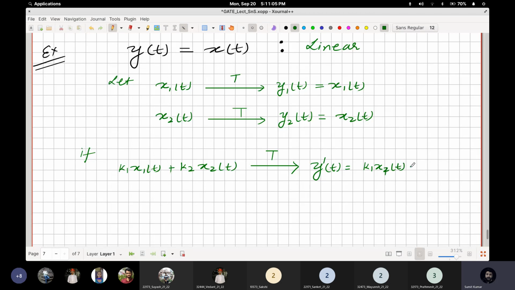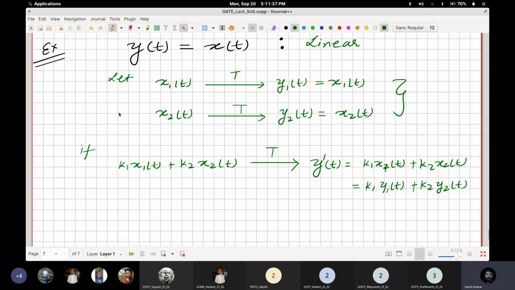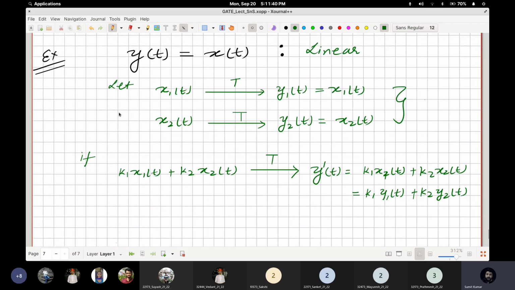Sorry, K1 x1(t) plus K2 x2(t). And from these two equations you can see that x1(t) is nothing but y1(t), isn't it? So K1 y1(t) plus K2 y2(t). So you can see that K1 x1(t) plus K2 x2(t) is producing K1 y1(t) plus K2 y2(t). One pictorial way of seeing this is what I'm doing here in this signal flow diagram type. It's the same thing.